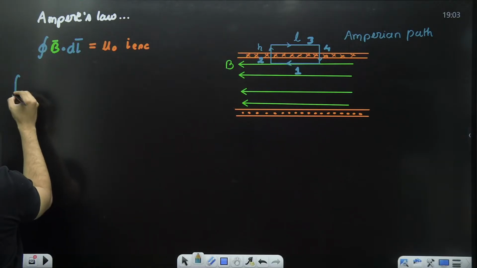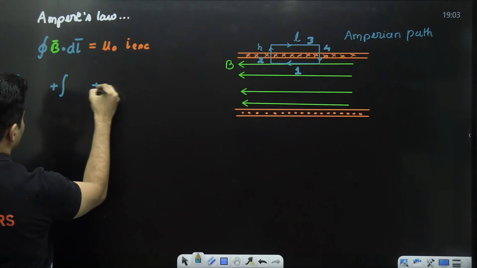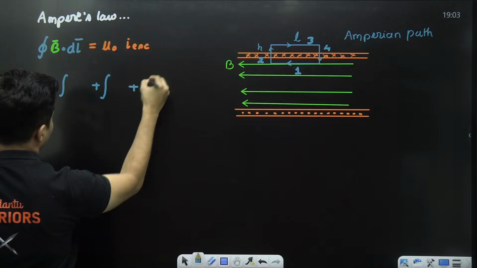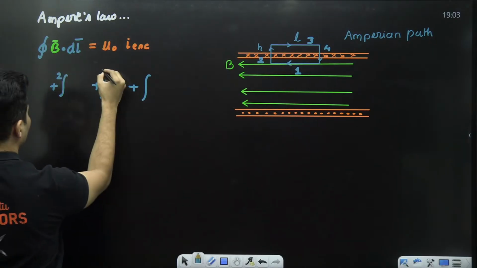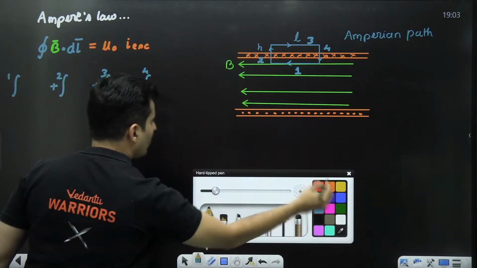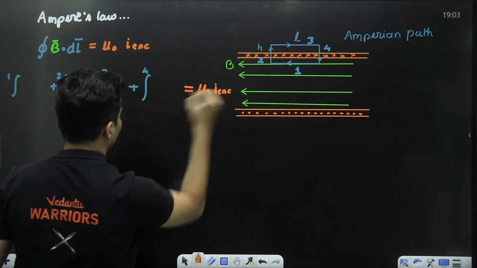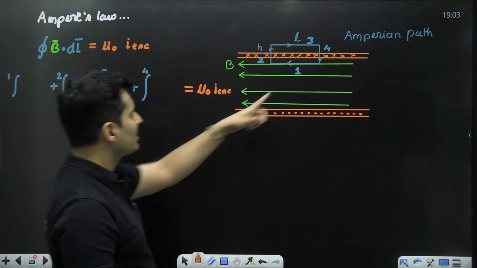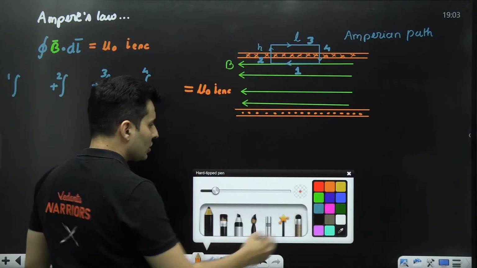So integration plus integration plus integration plus integration. This is for part 1, this is for part 2, this is for part 3, this is for part 4. This is equal to mu naught into enclosed current. For the first part, magnetic field and the length are in the same direction. So think about it.